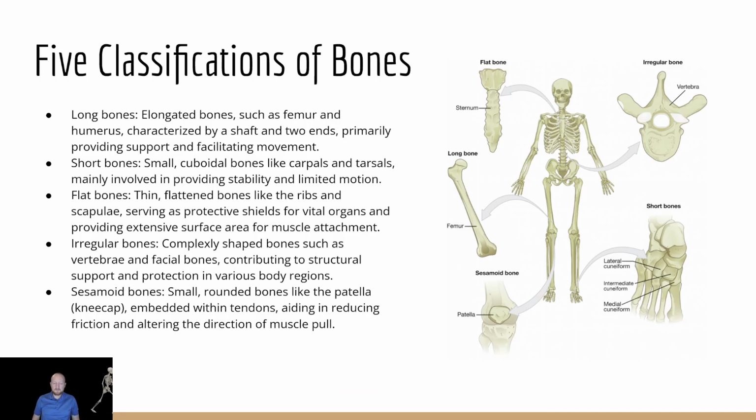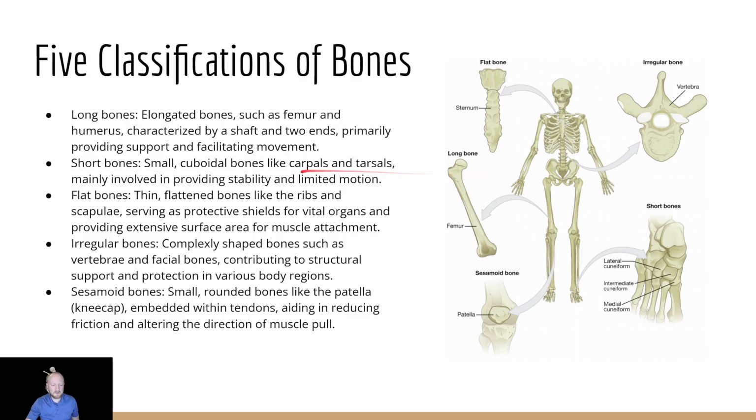We have our five classifications. So let me turn my flat bones, such as the sternum, such as parts of the skull. I'll just go in order. So we have long bones, femur, all the long bones in the appendicular skeleton, there to provide support and facilitate movement.